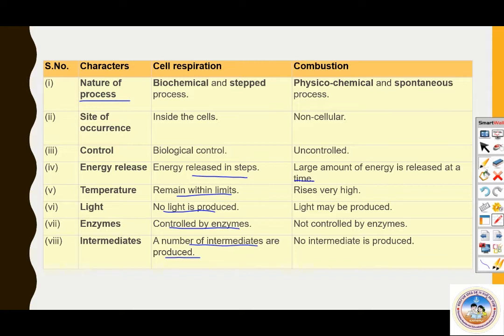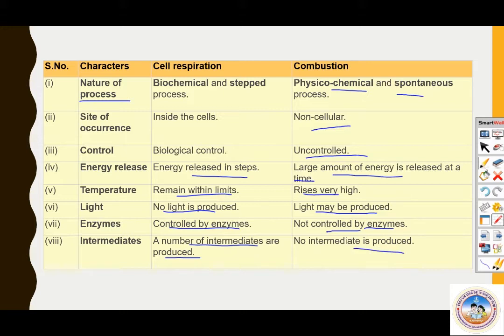When it speaks about combustion, it is opposite to cell respiration. It is usually a physico-chemical spontaneous process. Site of occurrence is non-cellular, so it can happen outside the body also. Control is usually uncontrollable. A large amount of energy is usually released. Am I clear to you? The temperature is very, very high. Whenever there is combustion, usually there will be light produced, and it is definitely not controlled by enzymes. Am I clear to you? And no intermediates are usually produced.